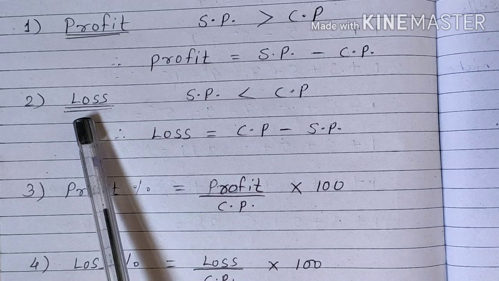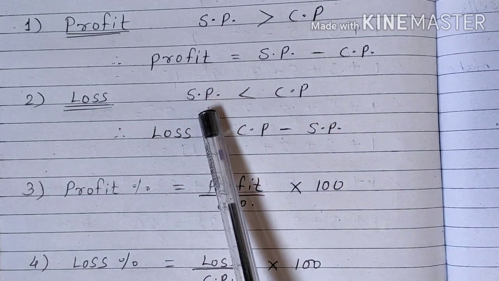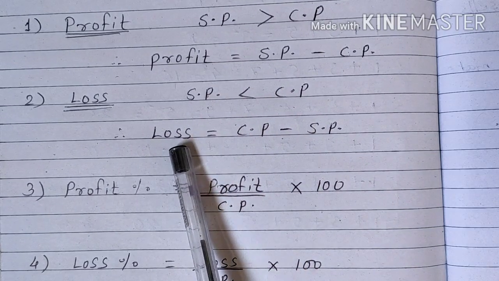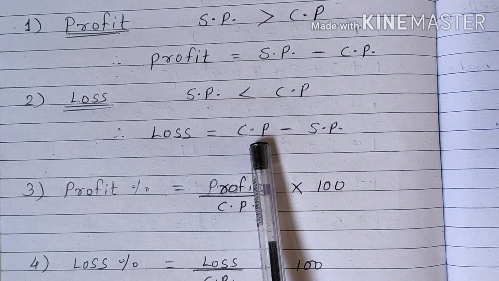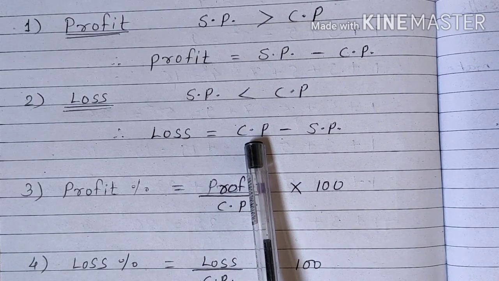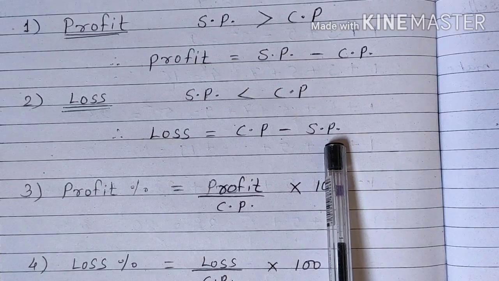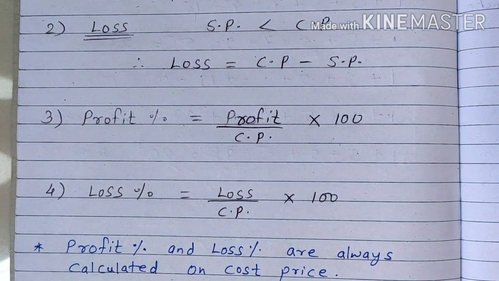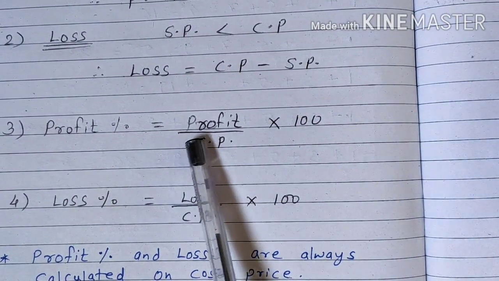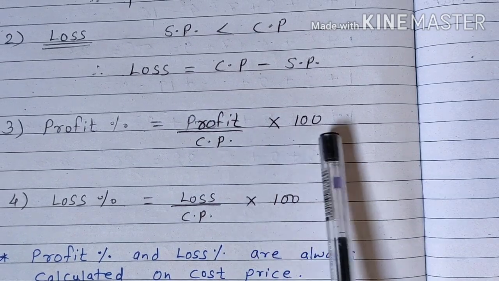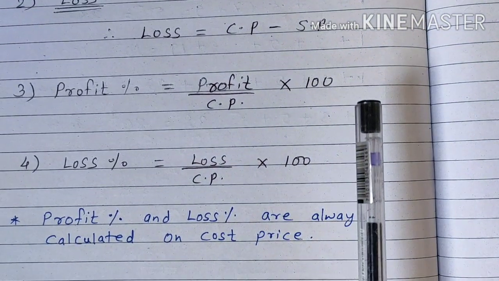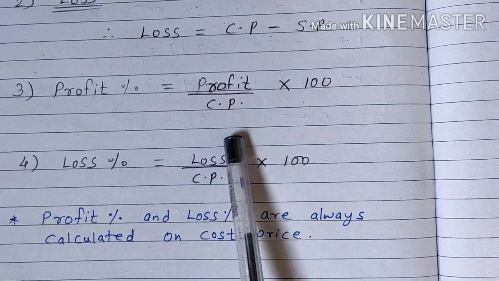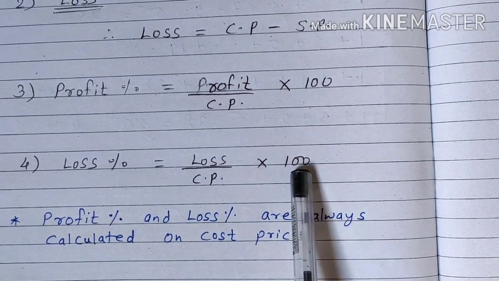Then second is the loss. Loss means when the selling price is less than the cost price, then we get a loss, and to find out the amount of the loss we need to calculate cost price minus selling price. Then there is a third formula to find the percent profit: profit upon cost price multiplied by 100, and percent loss is loss upon cost price multiplied by 100.